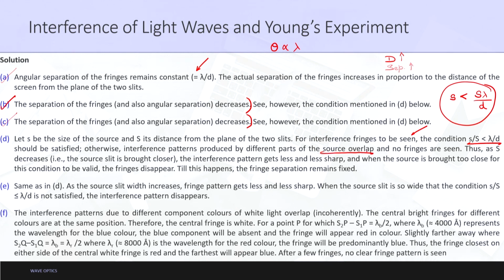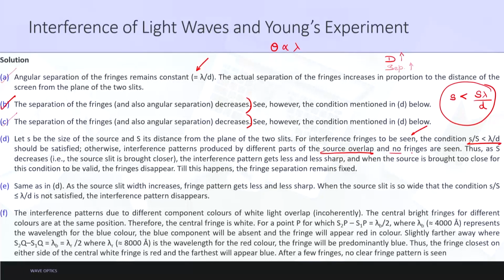Otherwise the interference patterns will overlap. Any dark fringe will come in the place of a bright fringe, so the colors combine and there won't be any visible interference fringes. If there is a mixture, then no fringes are observed. Thus, as capital S decreases, the interference pattern gets less and less sharp, and when the source is brought too close for this condition to be valid, the fringes disappear.